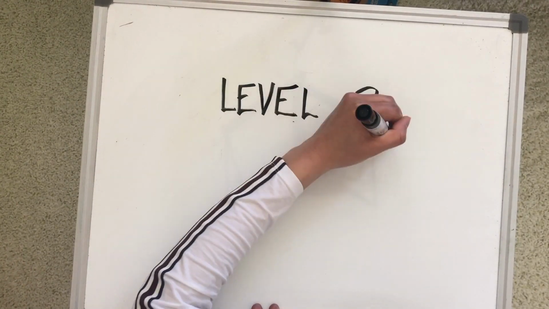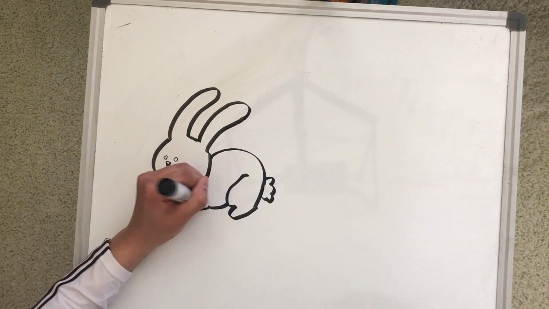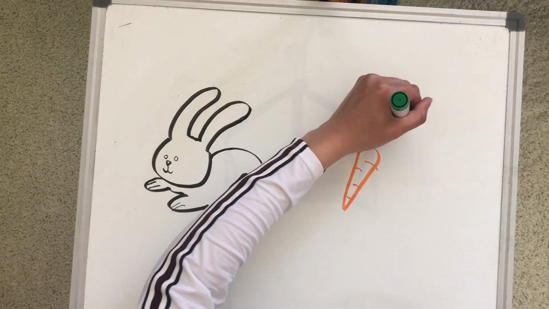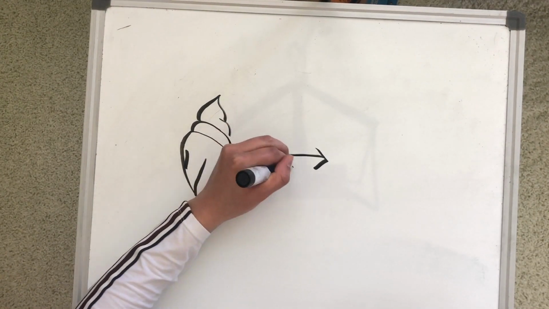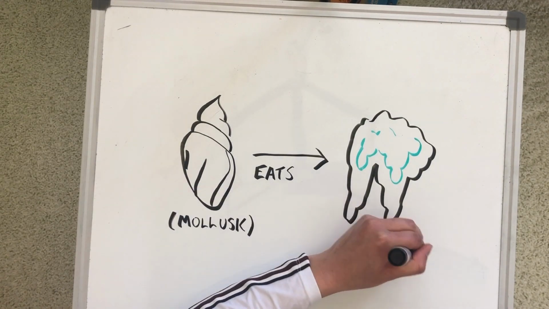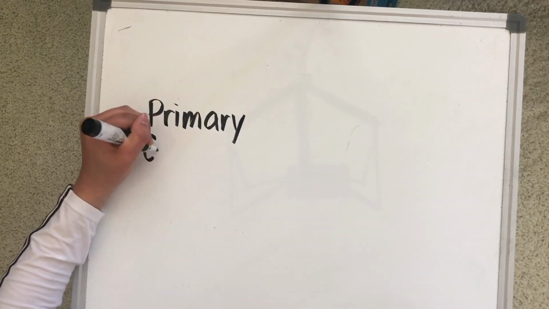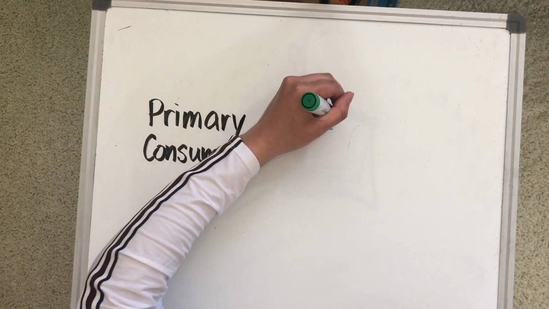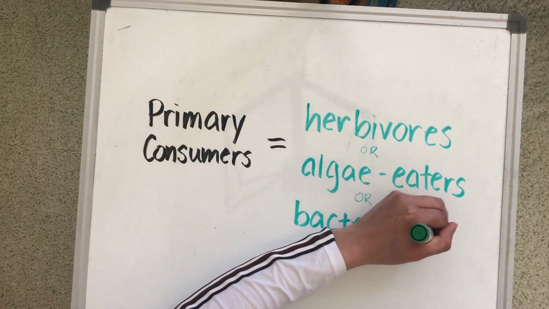Let's continue our journey with level 2, our primary consumers. A primary consumer, like our lovely rabbit, eats the primary producers, like our plants. These primary consumers also include mollusks, which eat algae. Essentially, primary consumers are either plant eaters or herbivores, algae eaters, or bacteria-eating organisms.